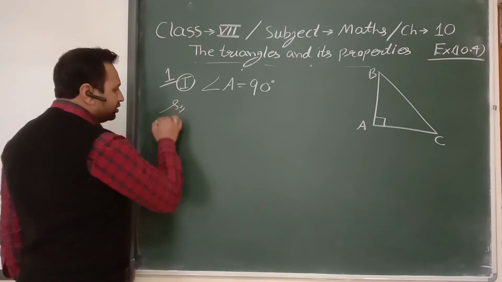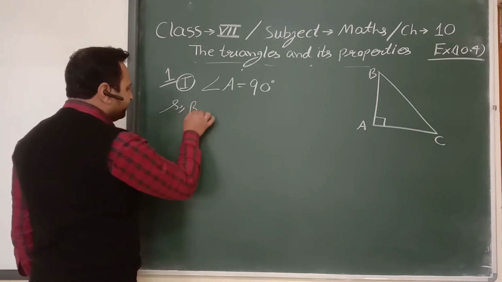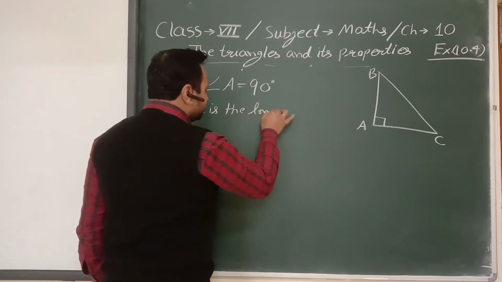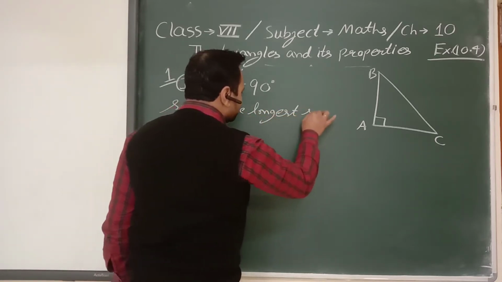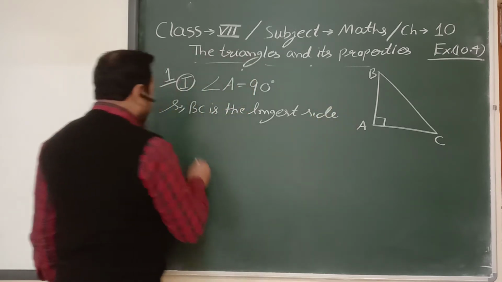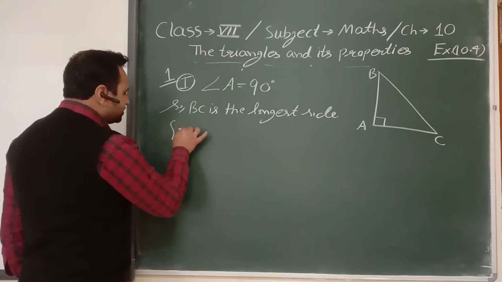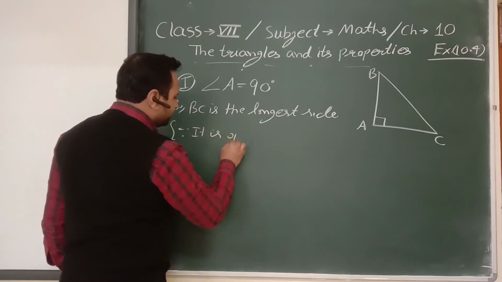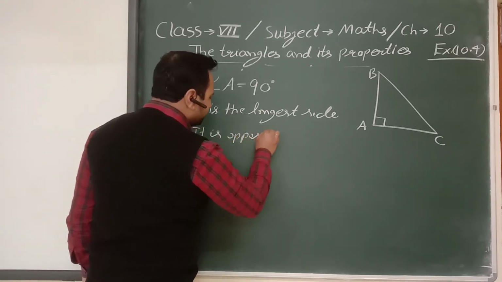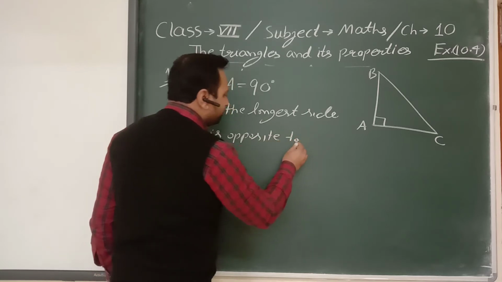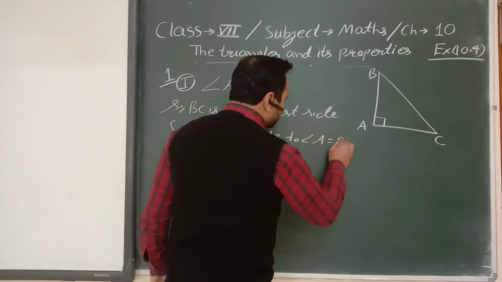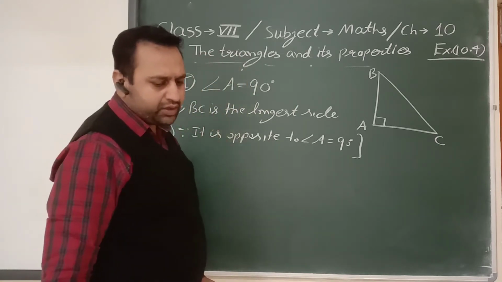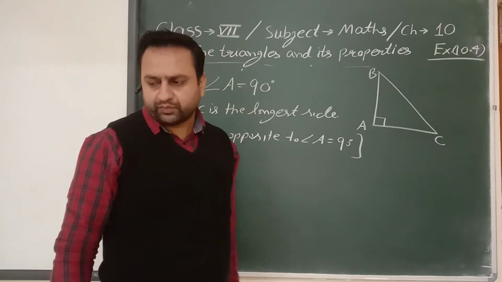So BC is the longest side. आप इसका रीजन कॉल कर सकते हो because it is opposite to angle A equal to 90 degrees. Similarly, you can try its second part also.